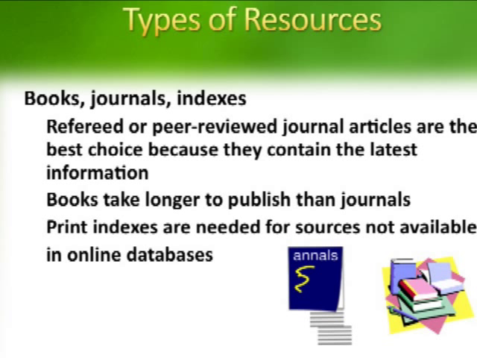Now, refereed or peer-reviewed journal articles are the best choice because they contain the latest information. I'm going to talk about refereed and peer-reviewed research in a minute. Books usually take longer to publish than journals, so may not have the most current information. And print indexes are needed for sources that are not available in online databases.